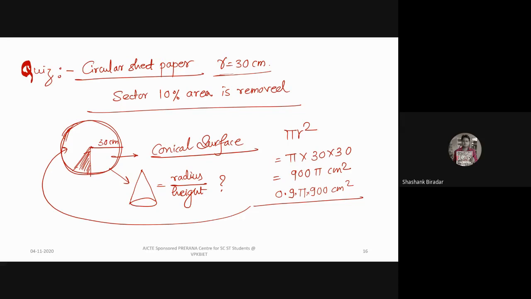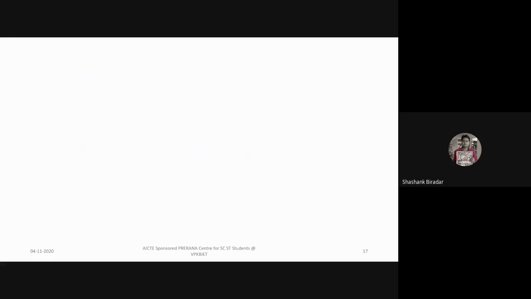Now we can equate this with the curved surface area of the cone, pi r h. So 0.9 pi r square can be equated with pi r h. This pi r square of 0.9 area, because 10% area has been excluded, and for the cone, it is pi r h. So this pi gets cancelled. Sorry, the radii would be different over here.